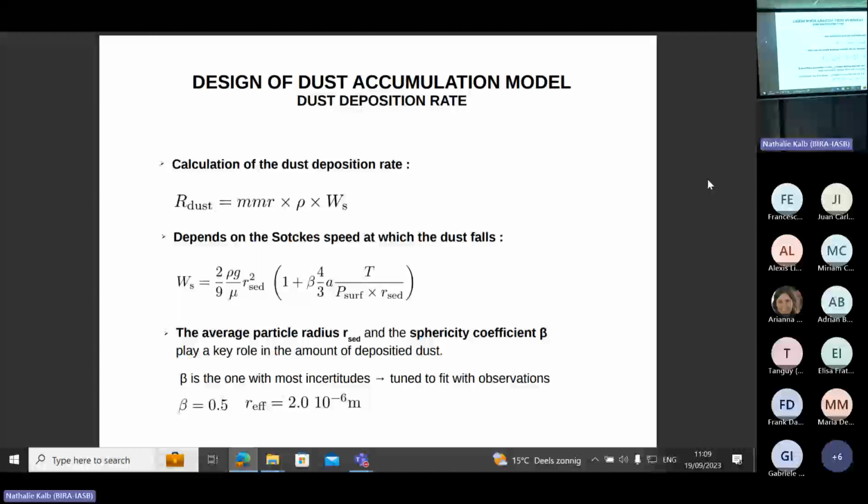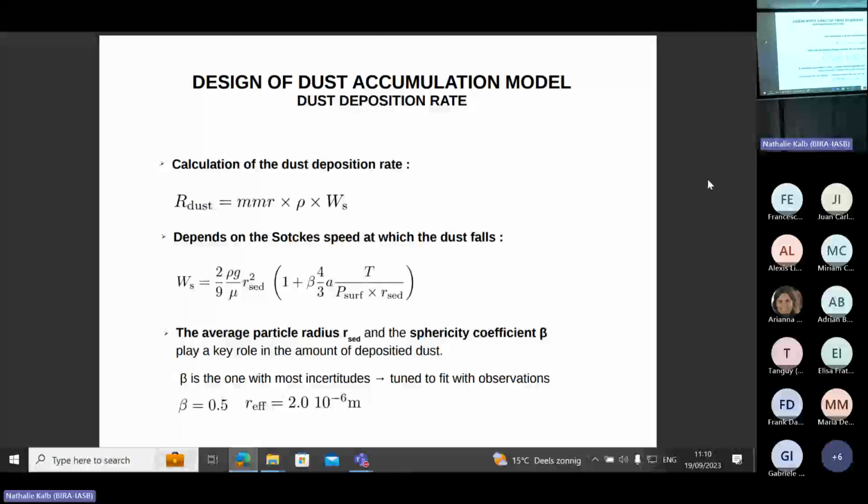Then in the model, we need to calculate the dust deposition rate, and we'll use the dust opacity from the scenario. The dust deposition rate is calculated with this equation. That depends first on the Stokes speed, which is the speed at which the dust particle will fall on the surface, on the solar panel, for example. And the Stokes speed is this equation, but it depends on two important parameters.